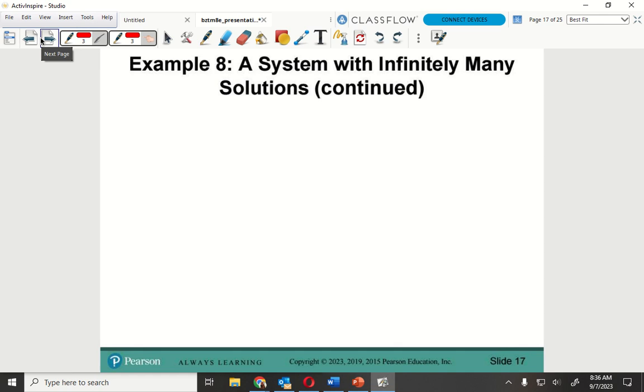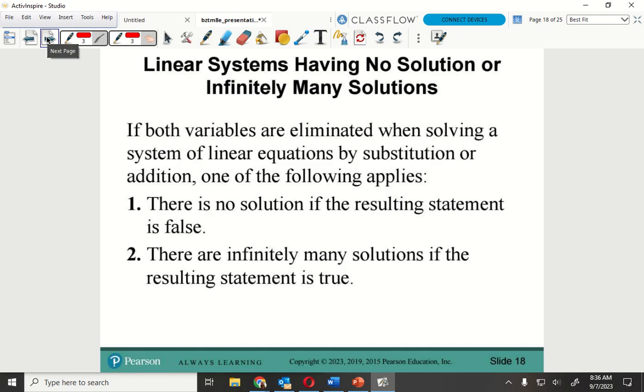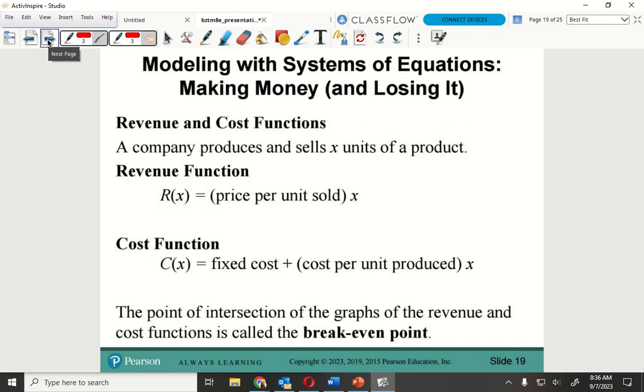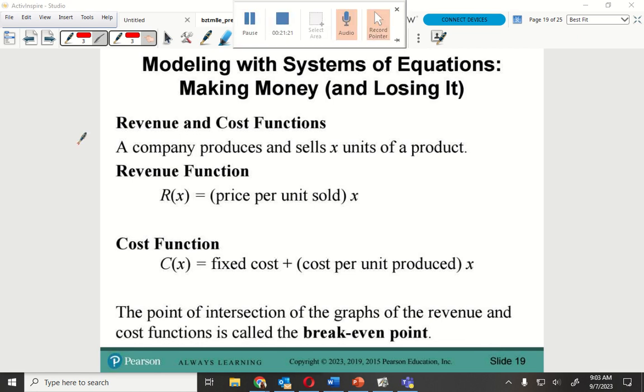All right, and that being said, before we start this one, I'm going to pause. I want you guys to take out your homework, and we're going to do some of the homework problems real quick. All right, so now from here, we're going to continue. This is the last of it. So modeling with systems of equations, making money and losing money.